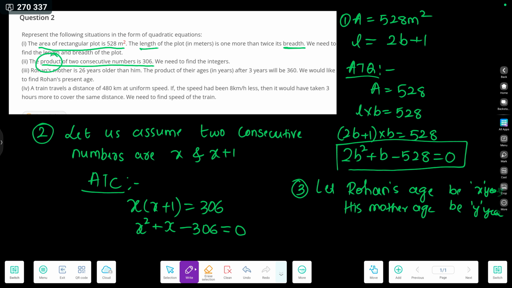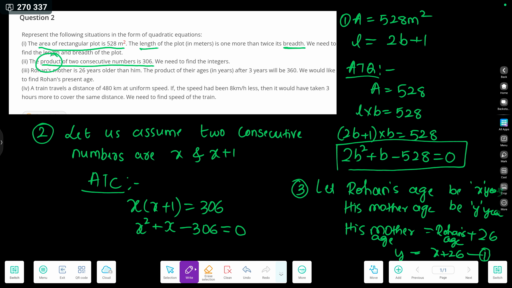What's the first condition? Rohan's mother is 26 years older than him. Means his mother's age is 26 years older than Rohan's age. Am I right? What is his mother's age? y equals x plus 26. Call it equation 1.